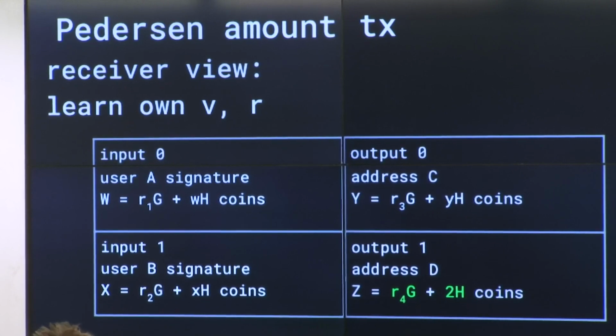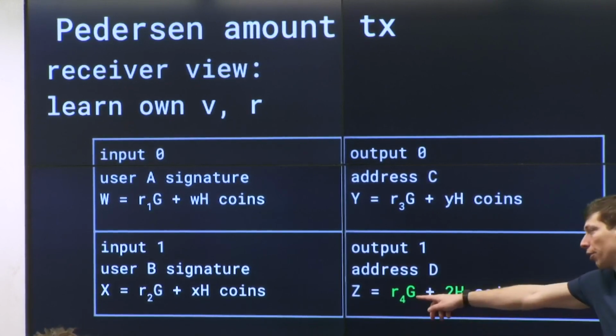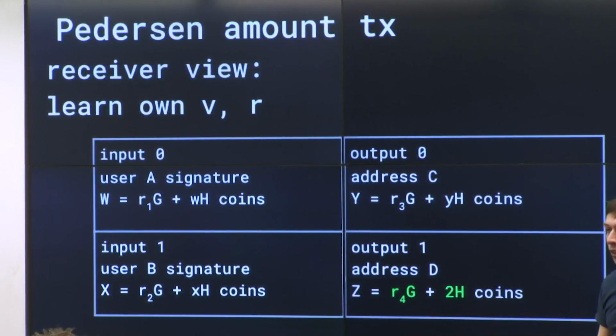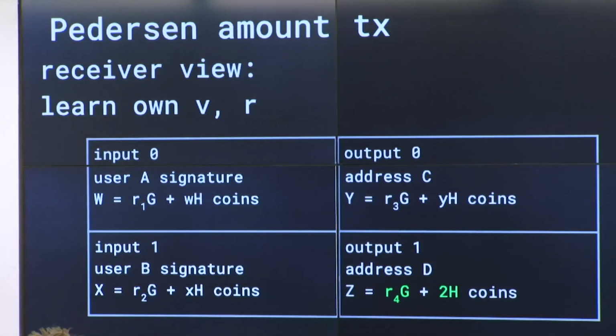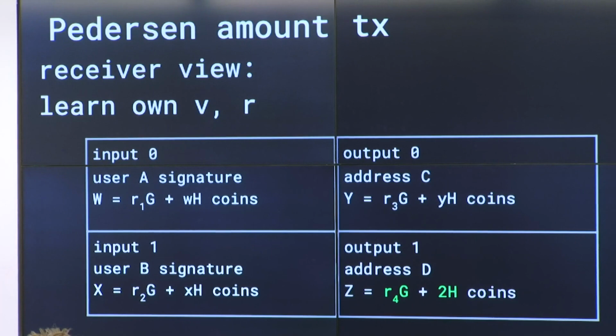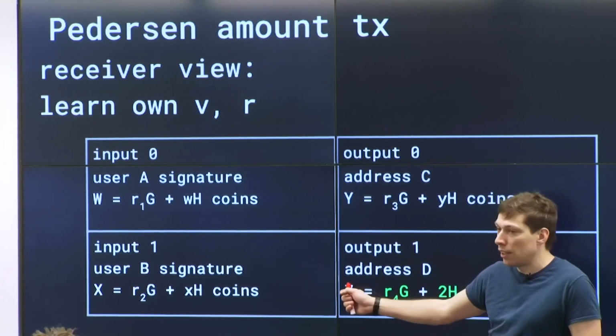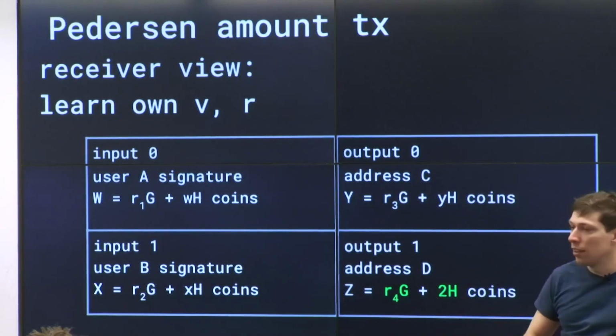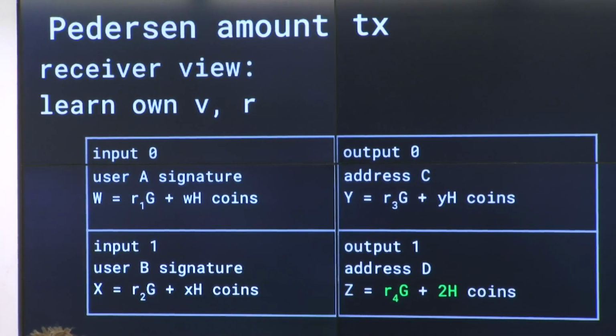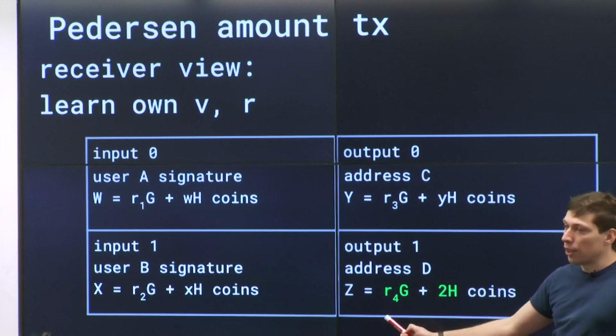And then the sender can say, okay, well, here's your R4, and here's 2. You're getting 2 coins. And the receiver gets those 2 numbers and says, okay, cool. I can see that this transaction commits to z, a point, and you gave me an r and a v that when I do the operation, I get z. So I know that you've revealed that these are actually 2 coins, and I can use these values later when I want to send my own coins.